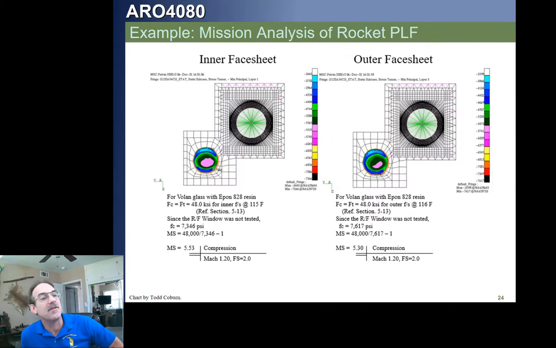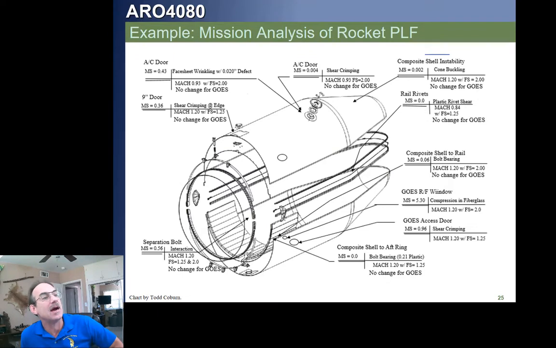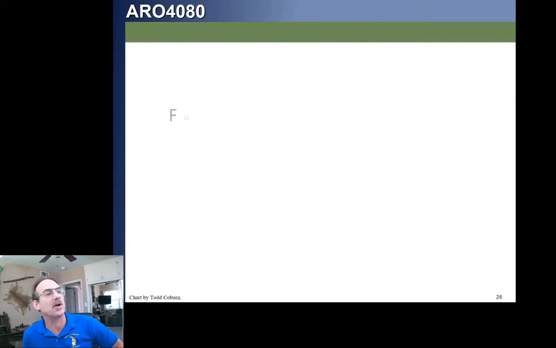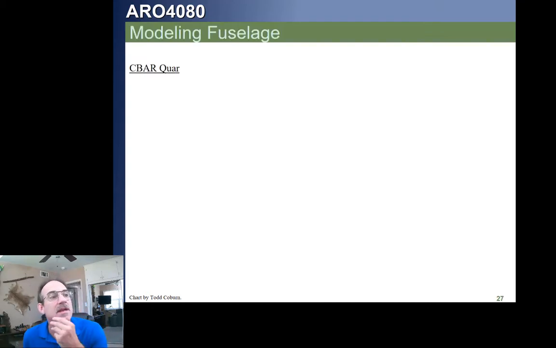Here is another mission analysis where this is one of those fiberglass things so that we can see through with like a radar kind of thing. And this is how we report our margins of safety. This is an exploded view of a fairing with all the various parts and the various margins of safety that were critical. So those give you some ideas about the kind of analysis that we do.